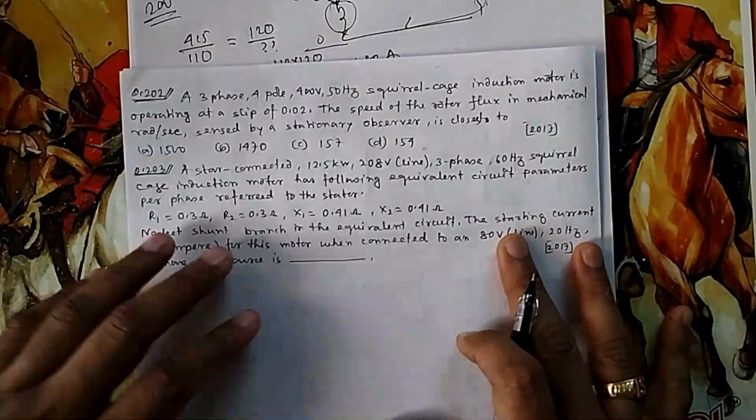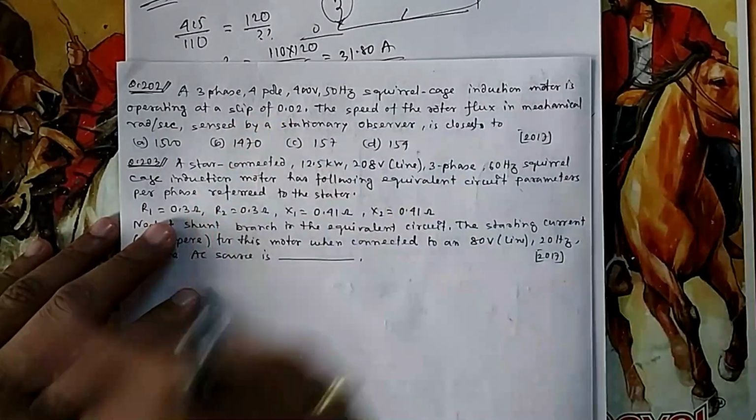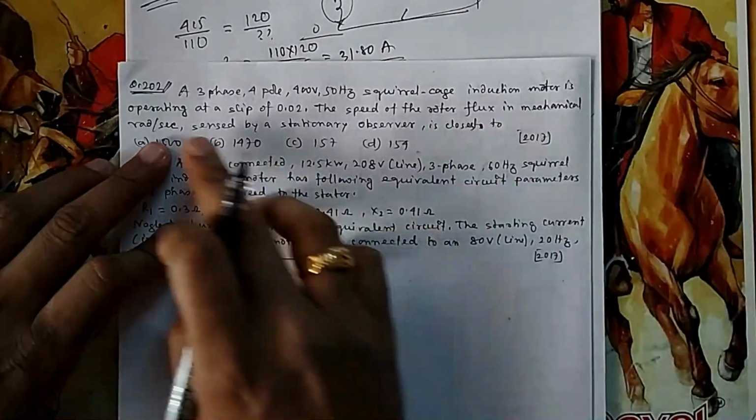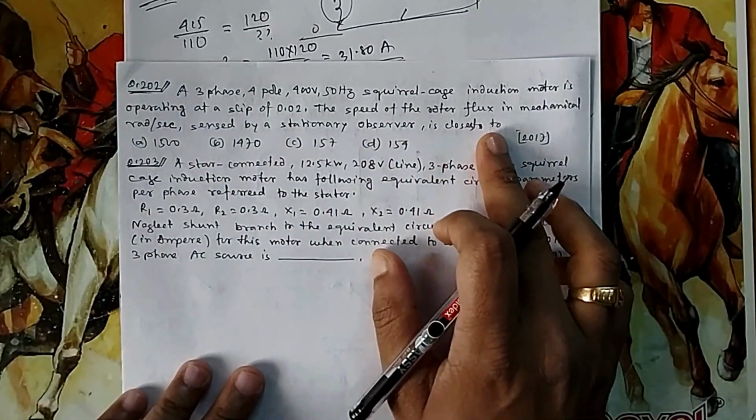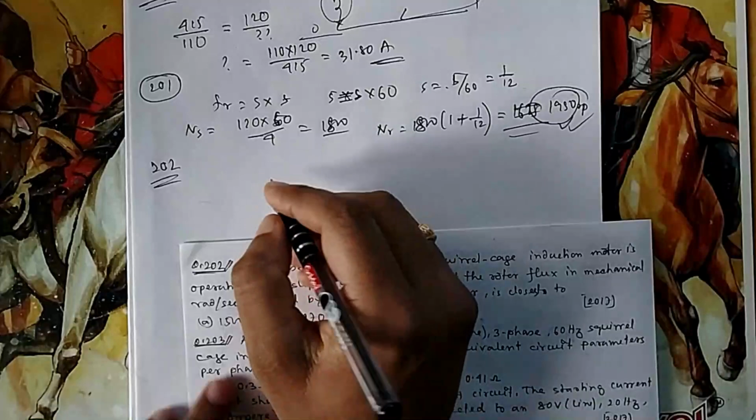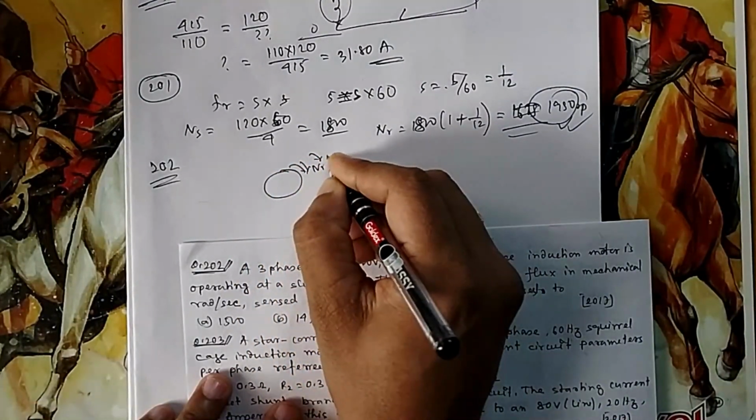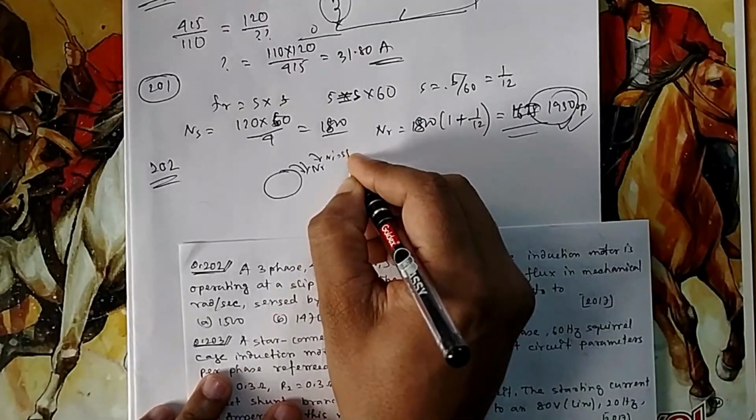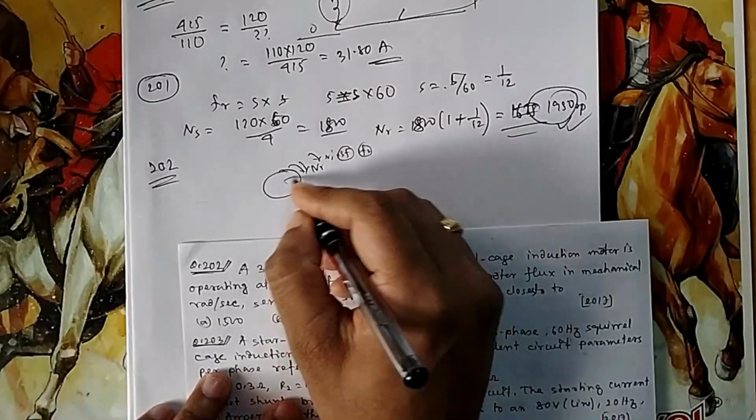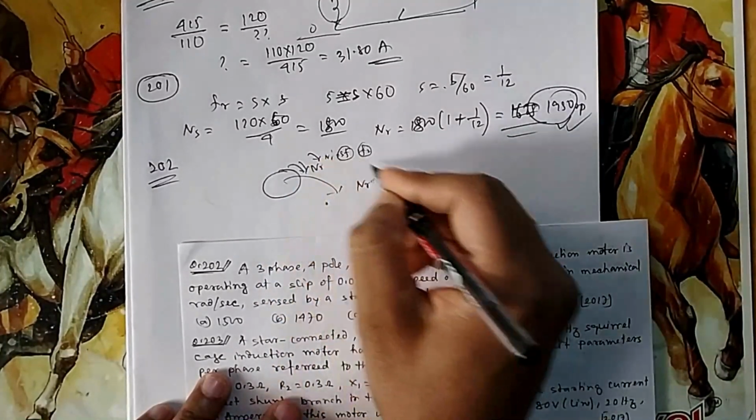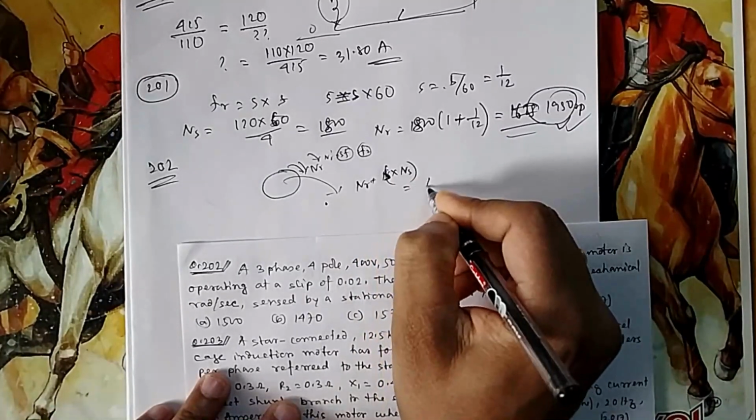Next, if you come to 202, a 3-phase 4-pole 400 volt 50 Hz squirrel cage induction motor is operating at a slip of this. The speed of the rotor flux in mechanical radian per second sensed by a stationary observer is closest to? So what is the speed of rotor flux? I told you the rotor is rotating at rotor speed Nr, and on top of that the rotor field is rotating with slip s into f, that is with fr frequency. Ultimately, it is rotating at Nr plus s into Ns speed.